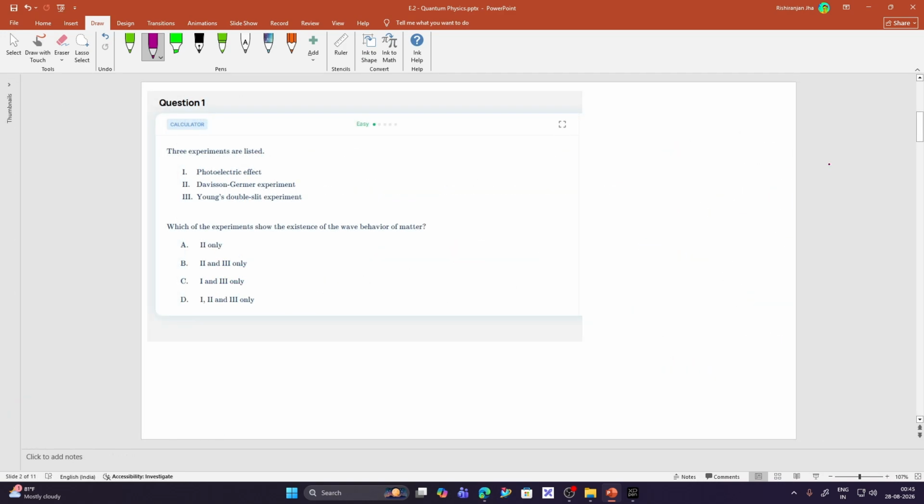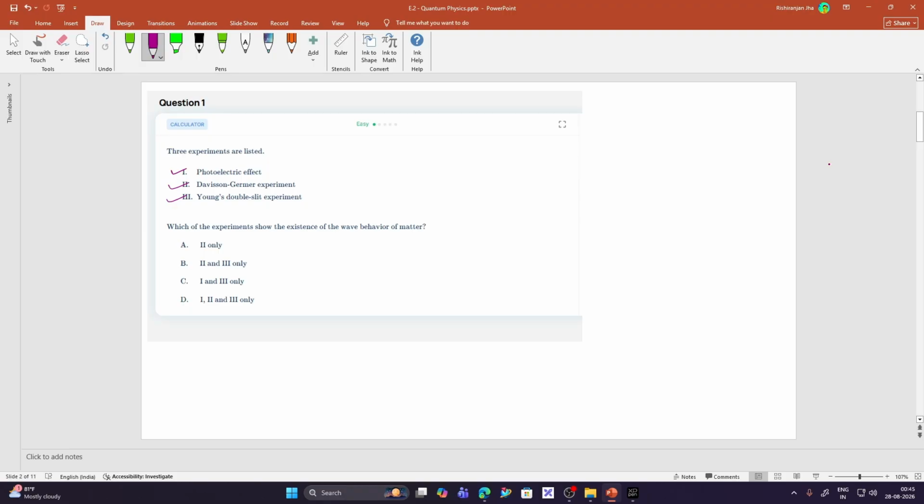Okay, so welcome to the second numerical. This numerical is relatively easy, but I think there is a need to cover some theory part in this. So I'll briefly explain this and I hope you will understand it well. We can see there are 3 experiments listed here. First one is photoelectric effect. Second one is Davisson and Germer experiment. Third one is Young's double slit experiment.